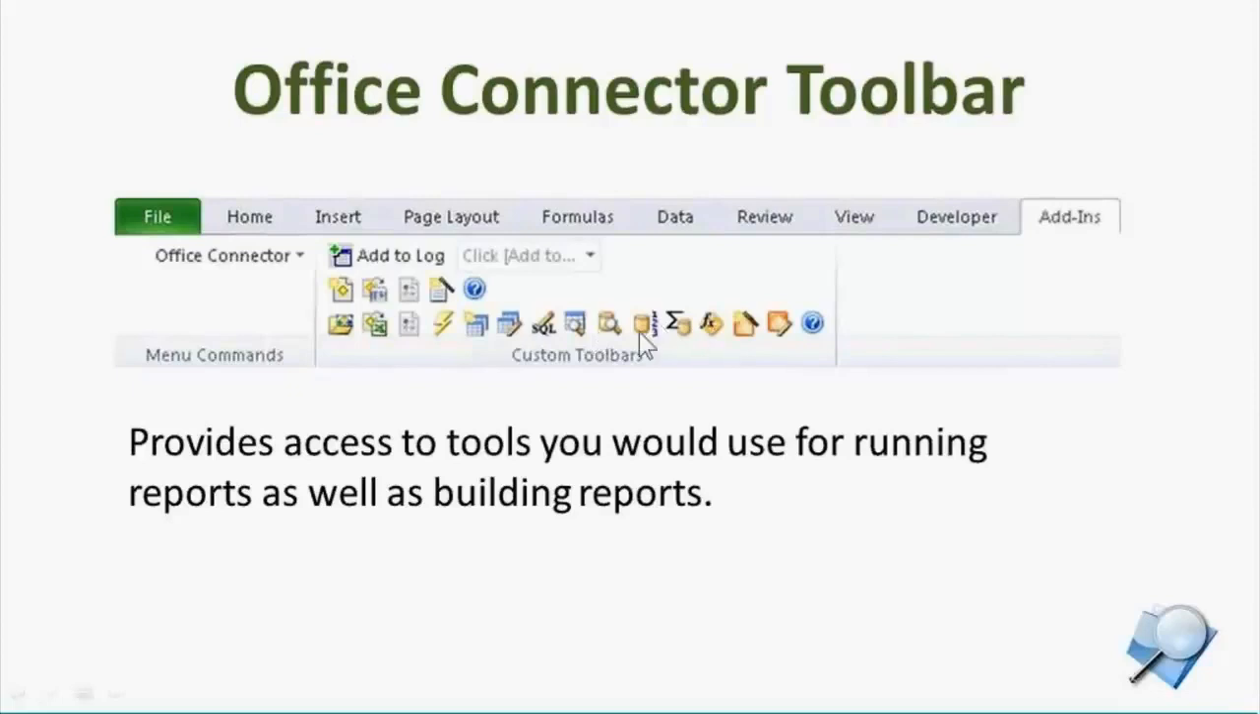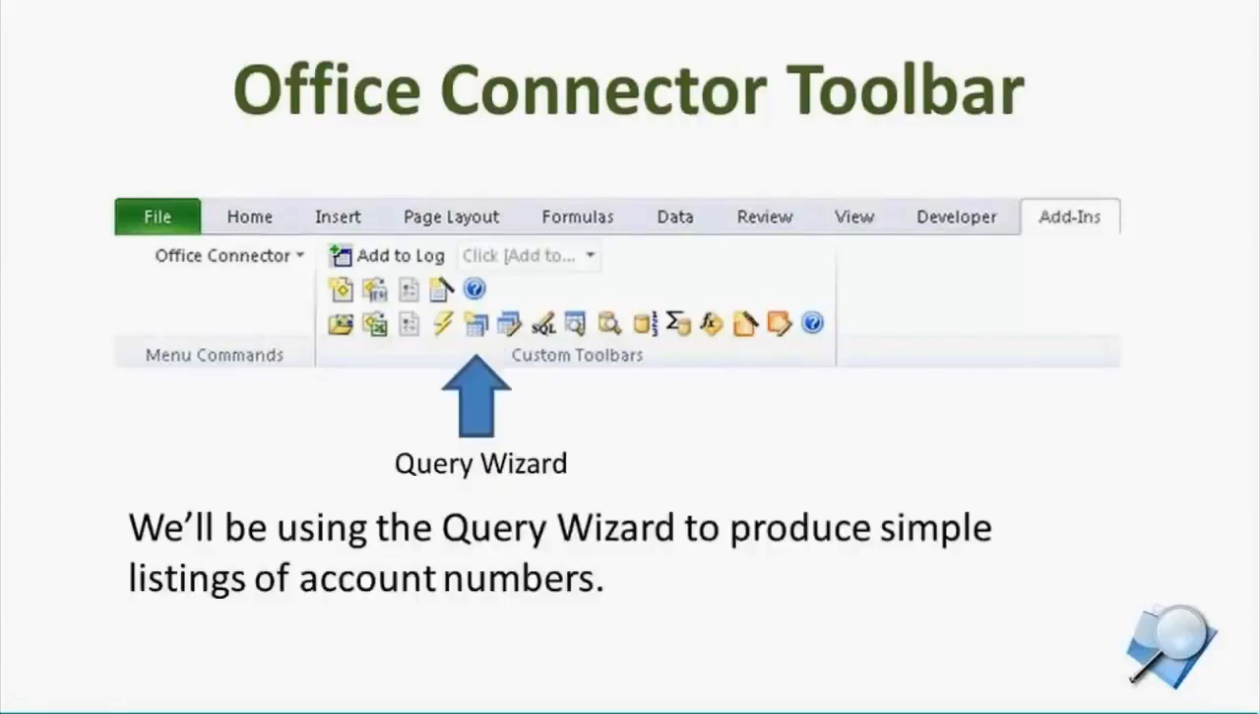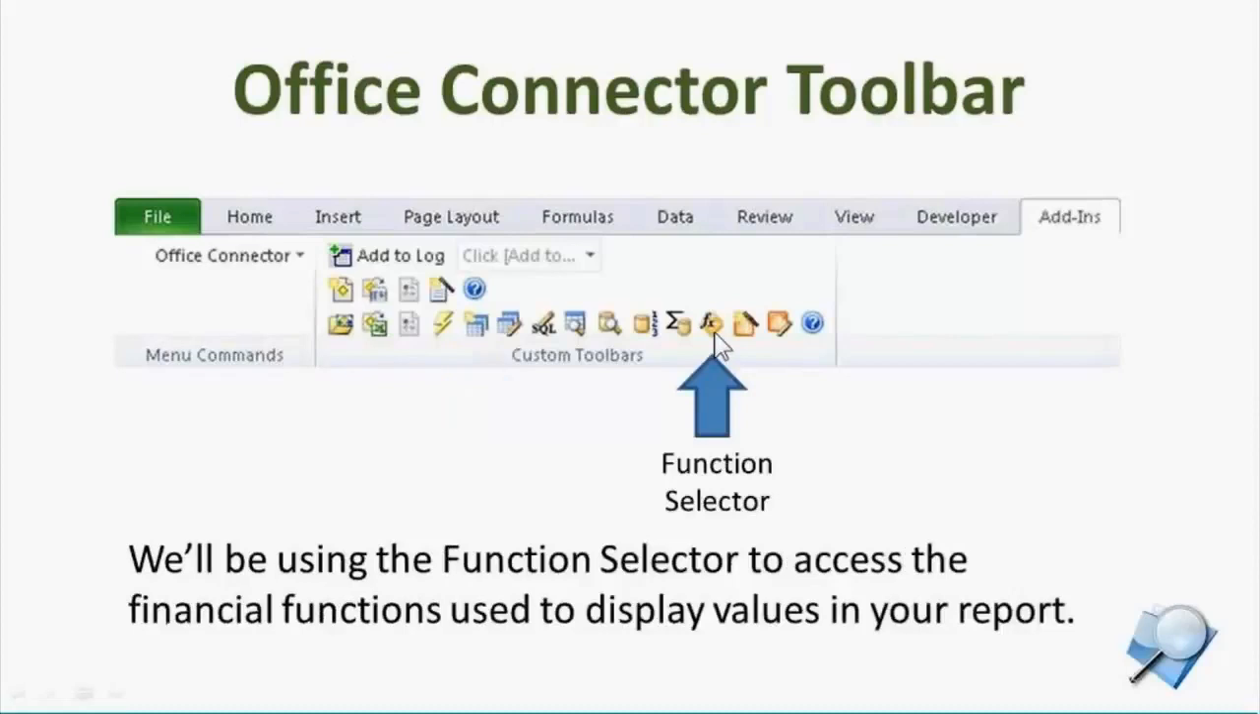Specifically, in this training session today, we're going to be using a couple of different tools on that toolbar. One is simply the Query Wizard button, which we'll use to create some simple account lists. We're not going to do anything in depth with that, just get some lists of accounts. And the other tool we're going to use is the function selector. That's a new feature we added a few versions back.